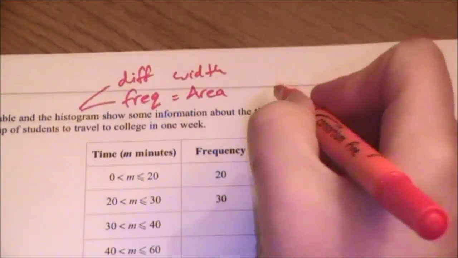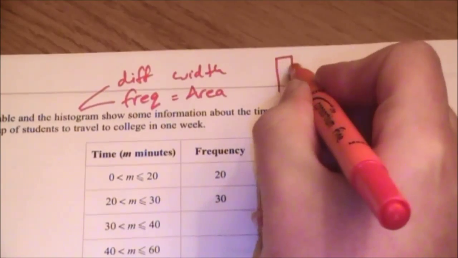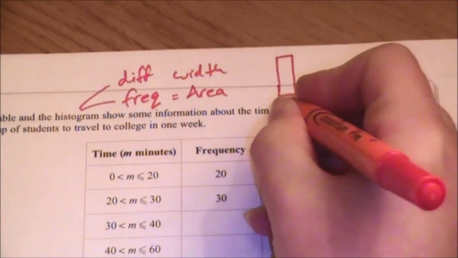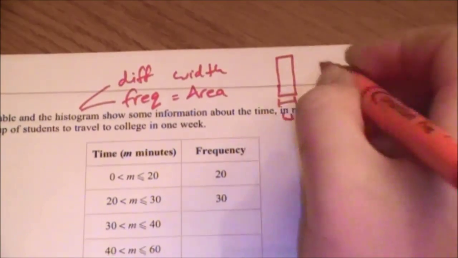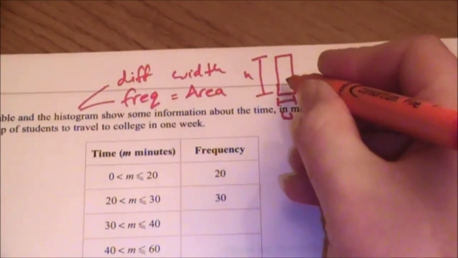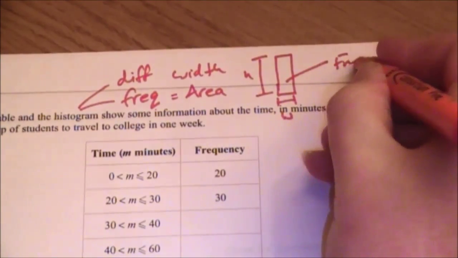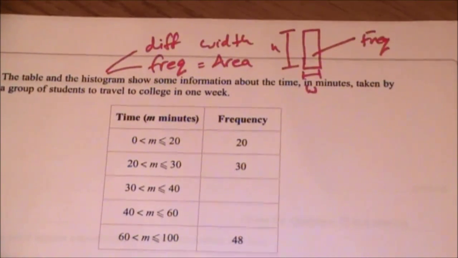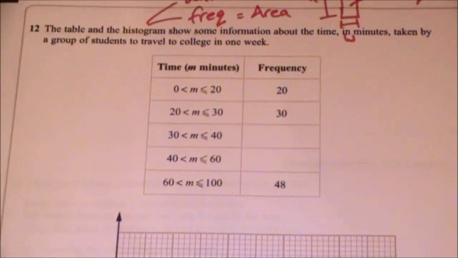So all we're really doing with a histogram is it's a jazzed up way of finding the area of a rectangle, which is its width times by its height. And that gives you the area or the frequency. Okay, so keep that in mind. It's just the area of a rectangle.